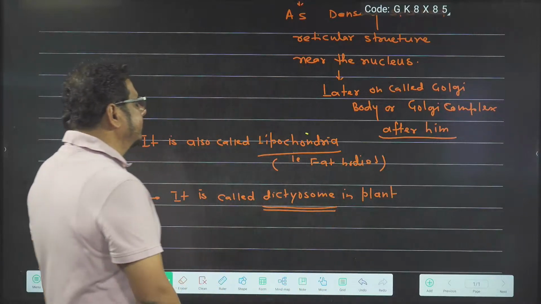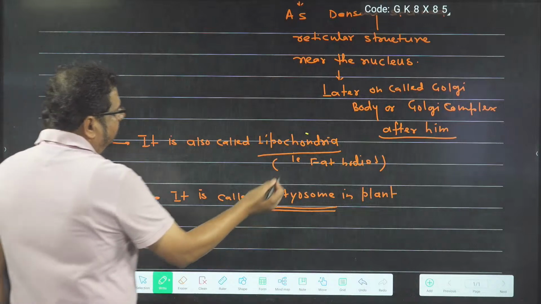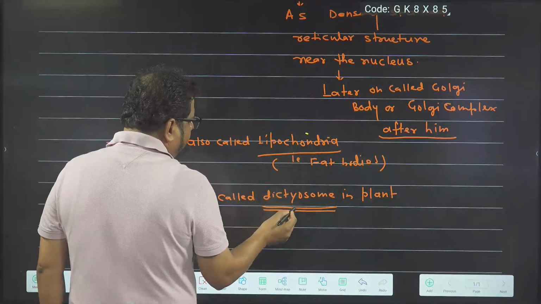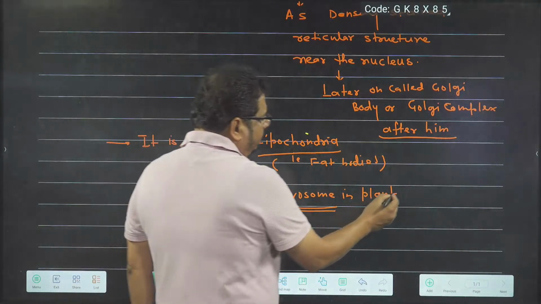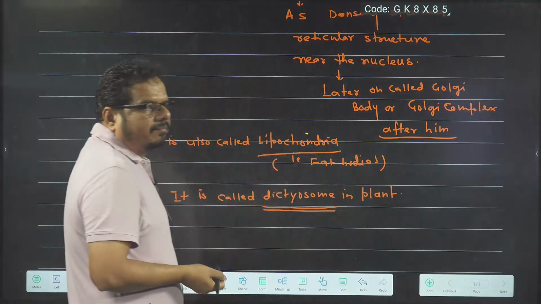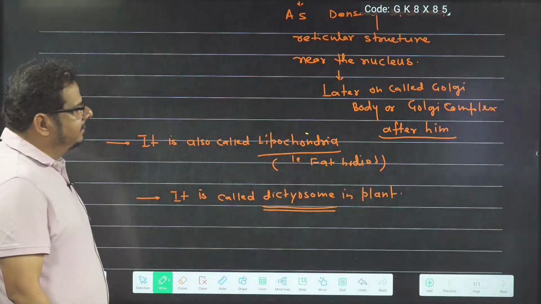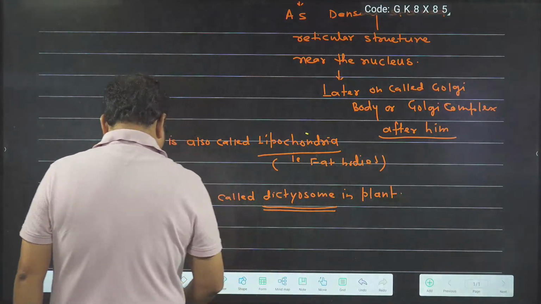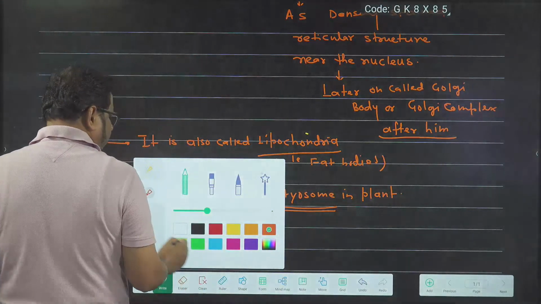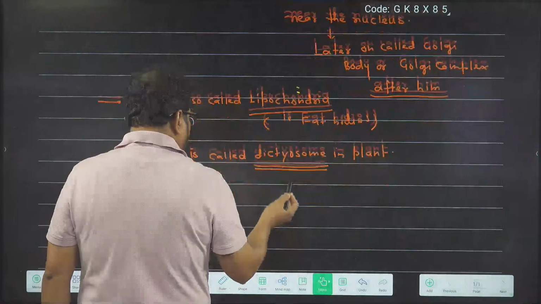So Golgi complex has some other names also. It is also called lipochondria and it is called dictyosome. But we use the word dictyosome in the case of plants. Got the idea? Is it clear? Now we are going to talk about the parts of Golgi body.